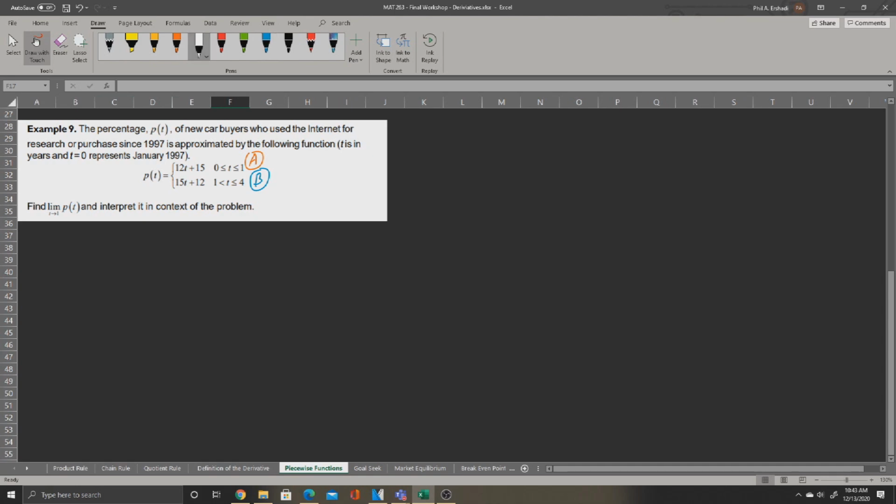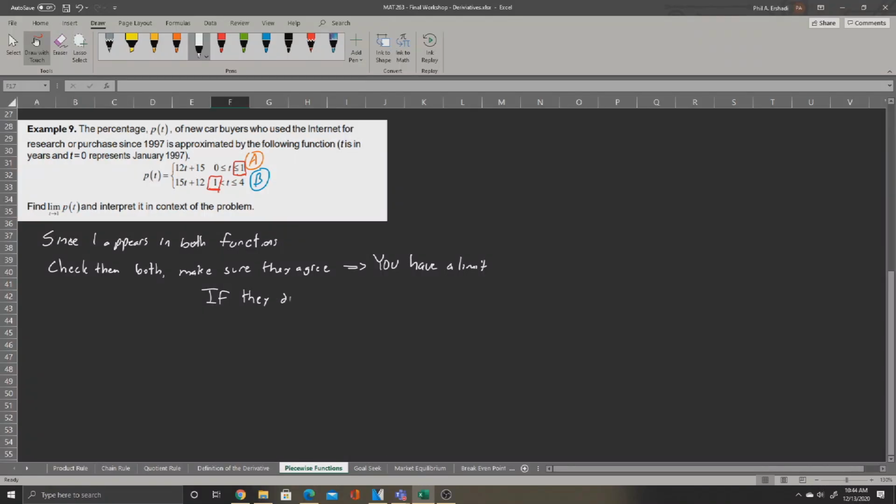So what we need to do to find the limit is to check both functions, because you notice how t equals 1 appears in piece A and in piece B. So since 1 appears in both functions, we need to check them both and make sure they agree. So if they agree, you have a limit. But if they disagree, then the limit doesn't exist.